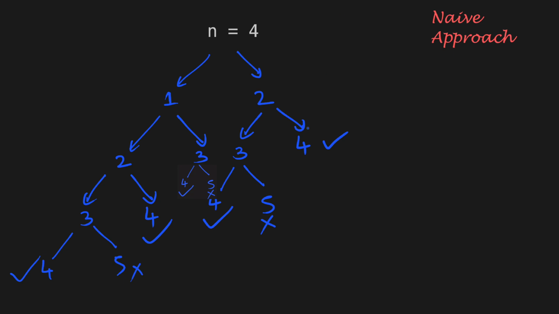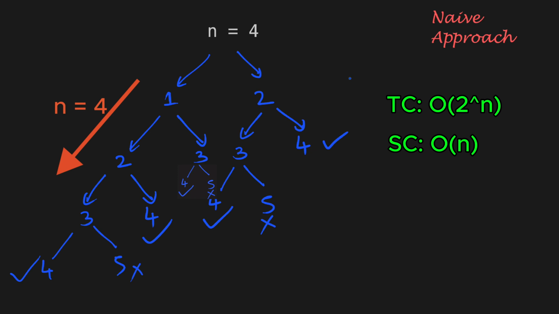Now the time complexity of this approach is O of 2 to the power of n, because at each step we are making 2 recursive calls. And the space complexity will be O of n, mainly coming from the depth of the recursion.